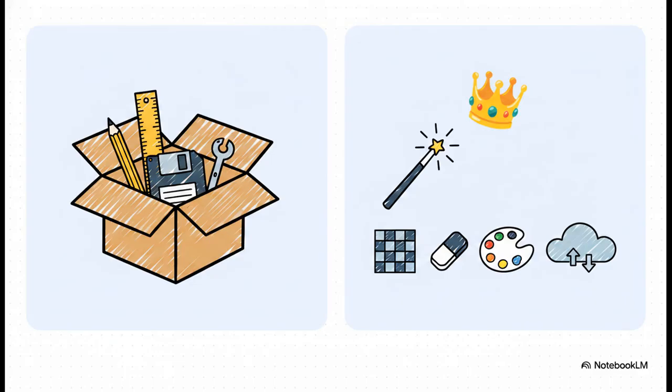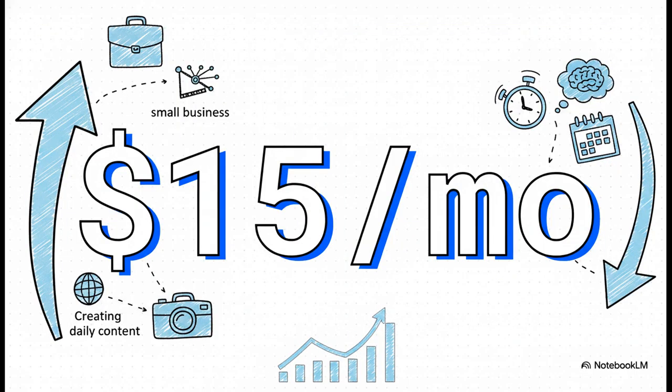Now, let's talk tiers. Canva is incredibly generous with its free tier. You get basic design tools, thousands of templates, and 5 gigabytes of online storage. And honestly, it is genuinely enough for most beginners. But if you upgrade to the Pro tier, you unlock the real heavy hitters. We're talking magic design, one-click background removal, brand kits to keep your visual identity consistent, and a massive 1 terabyte of online storage. And to put that into perspective, that Pro tier comes in at just $15 a month.